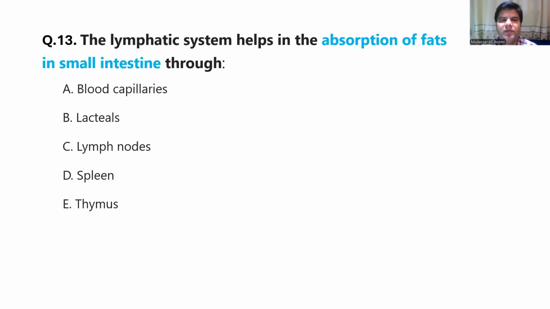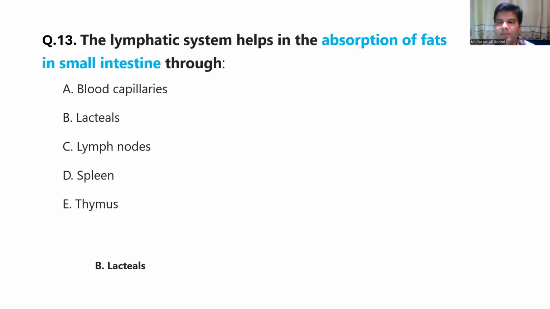Next question: the lymphatic system helps in the absorption of fats in the small intestine through which of the following? Options are blood capillaries, lacteals, lymph nodes, spleen, thymus. And the answer is lacteals. Lacteals is the name for lymphatic capillaries which are present in the villi of the small intestine.